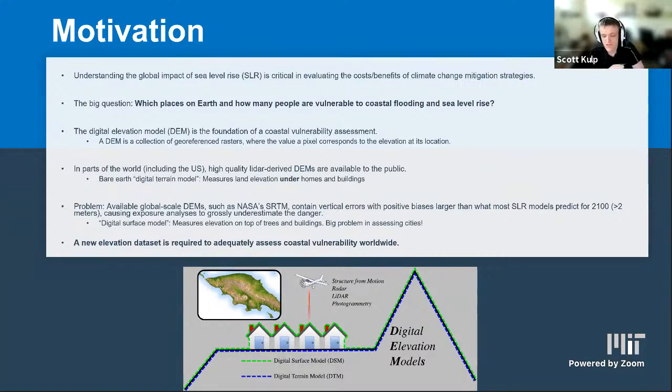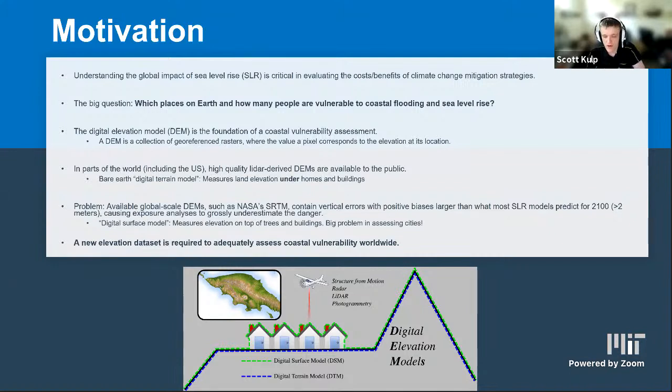In parts of the world, such as the US and a few other countries, high quality LiDAR derived elevation models are available. Essentially, they fly a plane and shoot lasers down on the ground, and they can measure the elevation of land underneath things like trees and houses. But the problem is we want to measure this vulnerability at global scales.